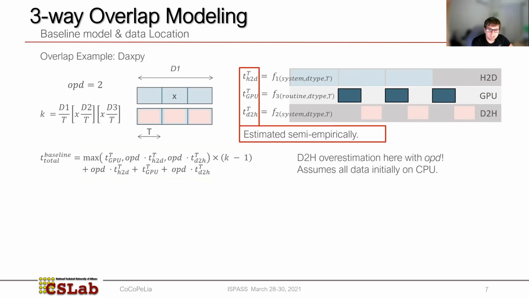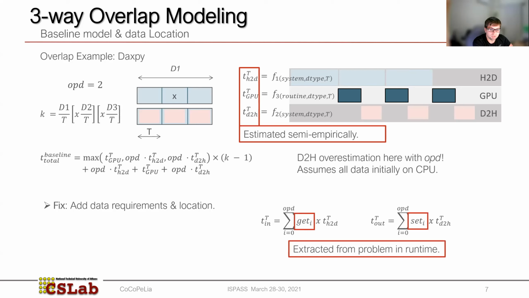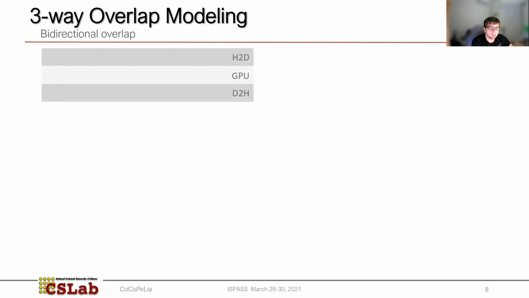But the baseline model can overestimate transfers since, first, it assumes all data are initial input and output, which in our example does not hold for the X vector. And second, it assumes that all data is initially on the CPU. To fix this, we add data requirements and location to the equation for each vector or matrix, which can be easily extracted from a routine at runtime. By applying this to the baseline model, we create a data location aware model.